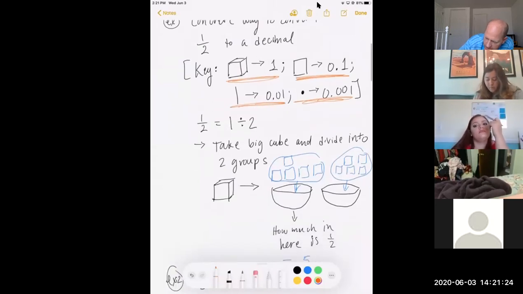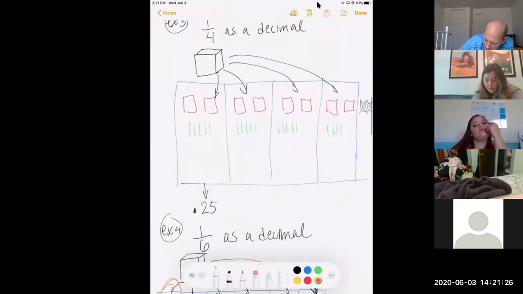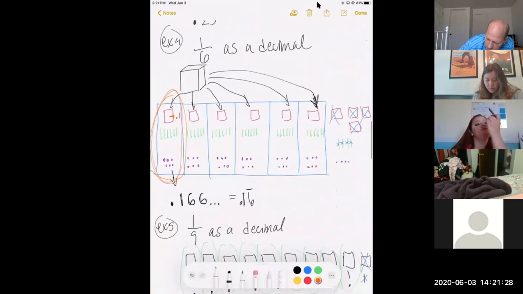So once we divided them all out, we just need to go back to the key and see what the value is of each of those parts in that one group. So that's why I'm saying that 1 flat is the same as 0.1. One of these rods here is the same as 0.01 or 1/100th. And one of these units is 0.001 or 1/1000. So that's getting a bit small.